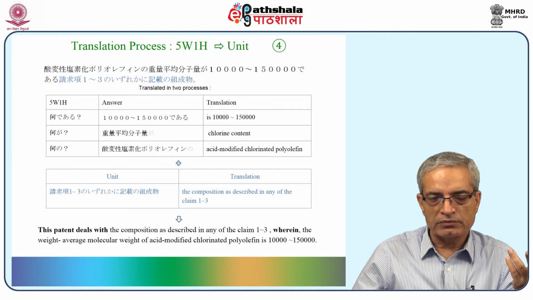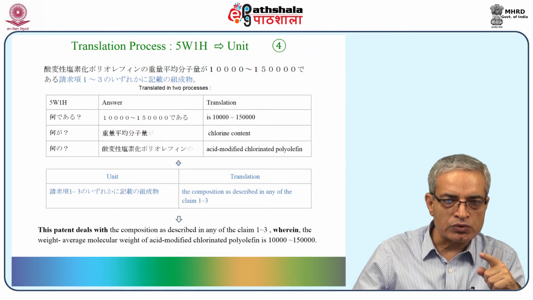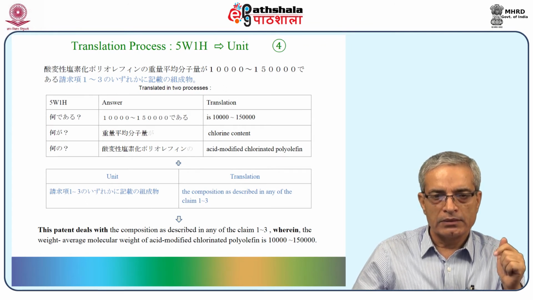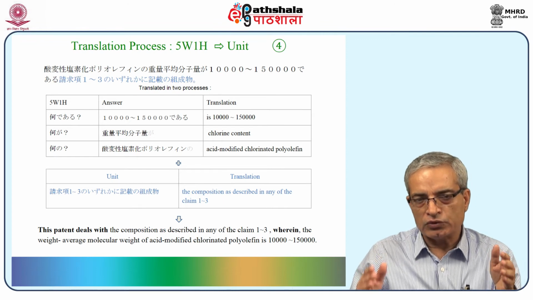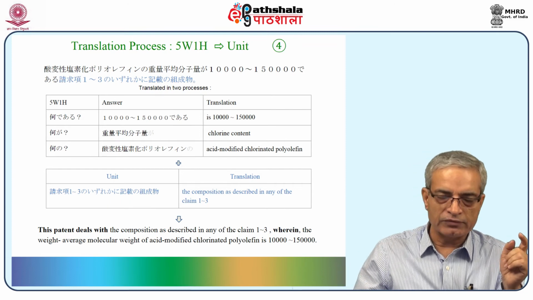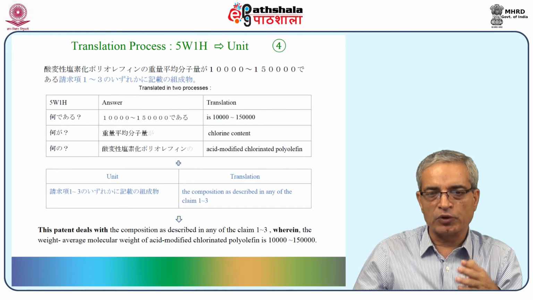This also seems simple, quite the same as the previous one. Okay, first question: "Nandearu. Okay, nandearu." So it's something called "ichiman naishi ichiman gosen". "Naniga. Ichiman naishi jugoman. Okay, ichiman naishi jugoman dearu. Naniga juryo heikin bunshiryo ga. Nanno." This is the same, so acid modified chlorinated polyolefin. You need not read all these again and again. Next time when it comes in the paragraph, you can simply say "olefin" while translating acid modified chlorinated polyolefin, complete one.